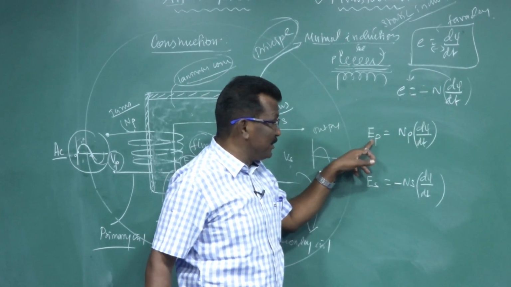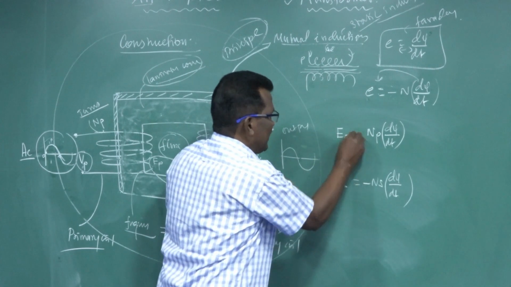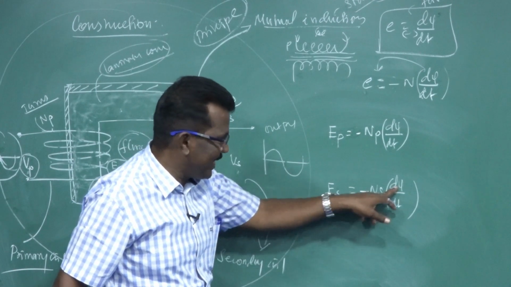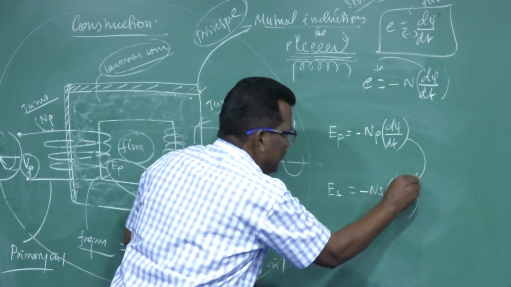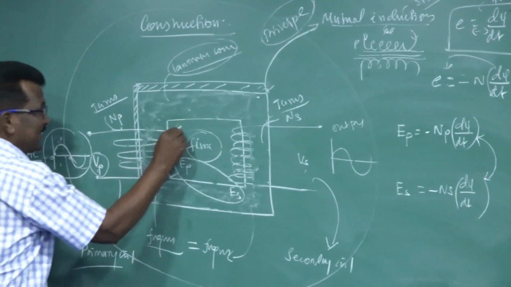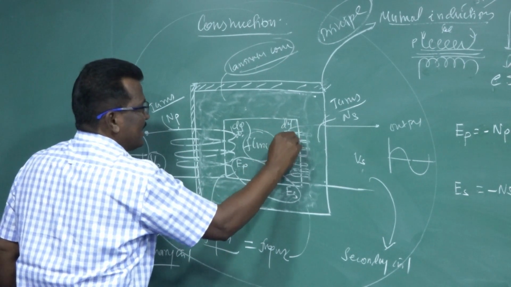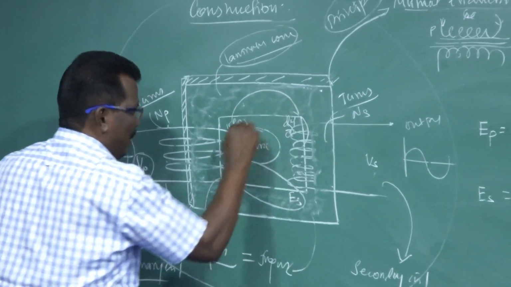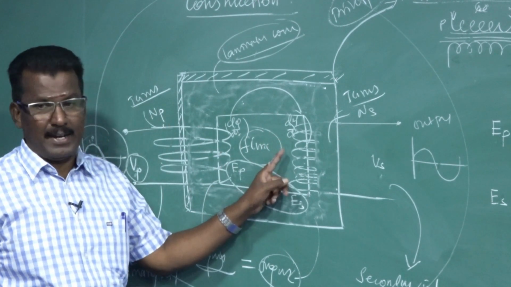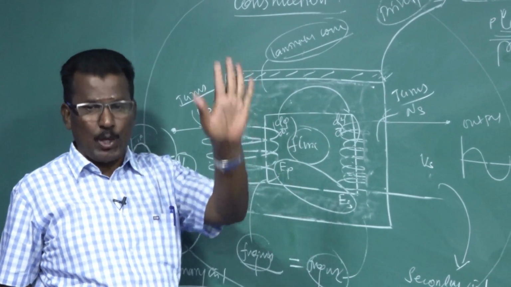So the induced EMF EP is equal to minus NP dφ by dt, and ES is equal to minus NS dφ by dt. See that? dφ by dt is the change of flux with respect to time. The flux change in the primary and secondary are equal. That's why the frequency is equal in both the primary and the secondary. The rate of change of flux linking with the primary and the secondary are equal.